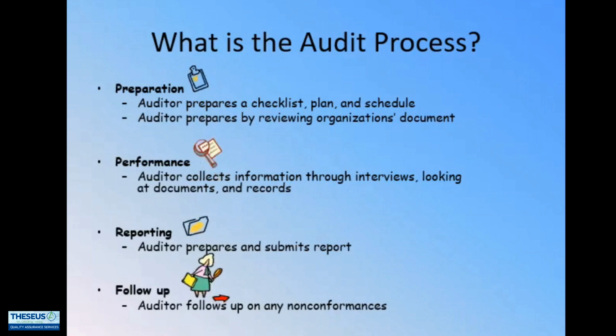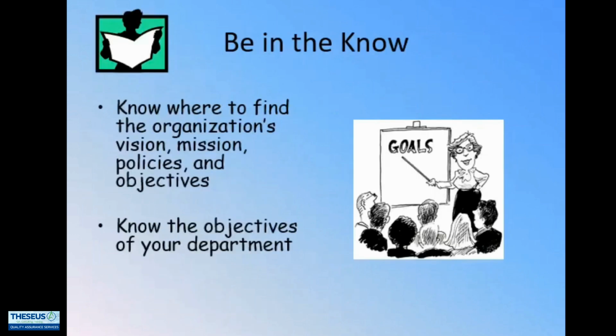The performance phase of an audit includes an opening meeting, collection of data, and a closing meeting. The collection of data is another way of stating the auditor is looking for objective evidence that requirements are being met. An audit report provides a summary of the audit. This is typically given to management personnel. If there are any nonconformances, a follow-up is done by the auditor. This is to ensure that corrective action has been taken.